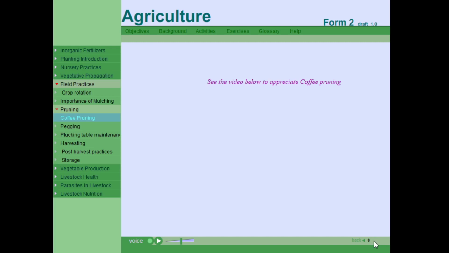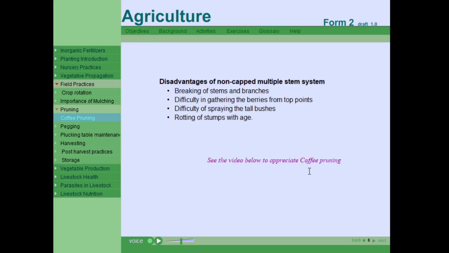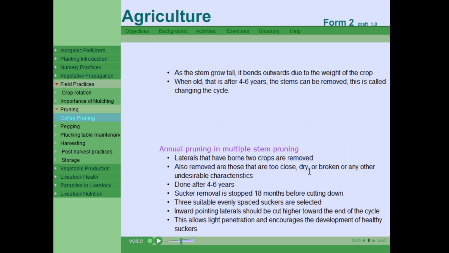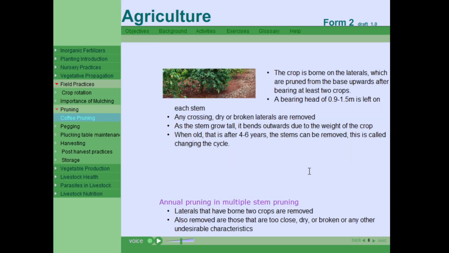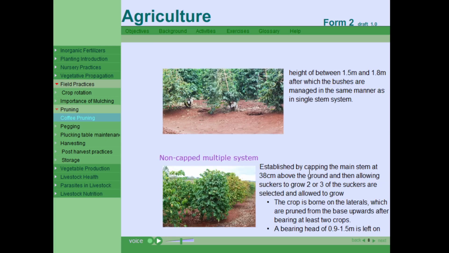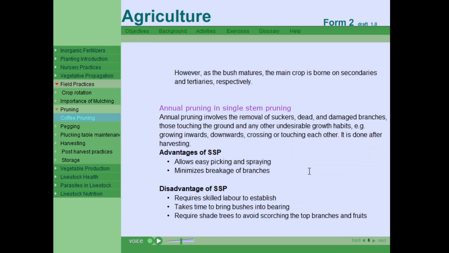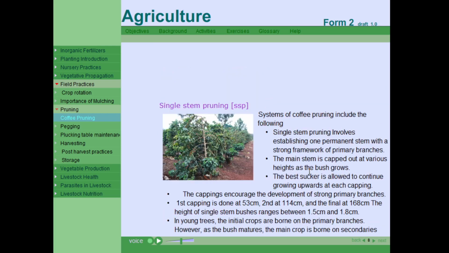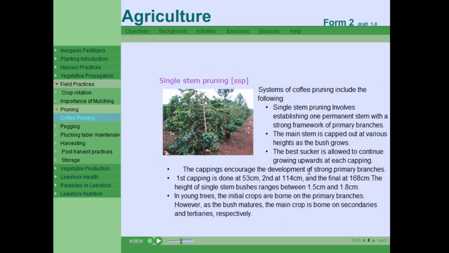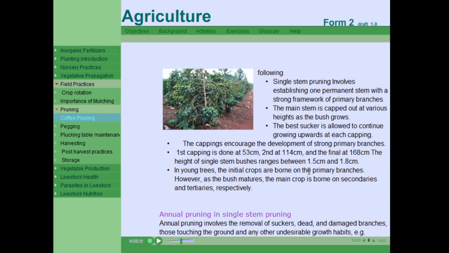Advantages of non-capped multiple stem system: requires less skill to establish, easy to prune, and does not allow accumulation of CBD due to removal of old stems. Disadvantages of non-capped multiple stem system: breaking of stems and branches, difficulty in gathering the berries from top points, difficulty of spraying the tall bushes, and rotting of stumps with age.